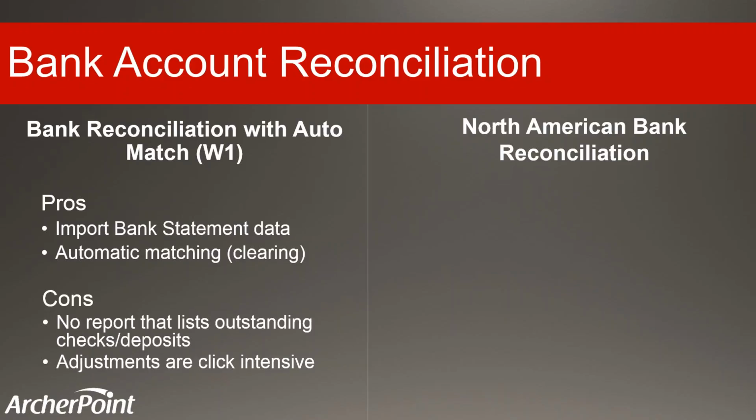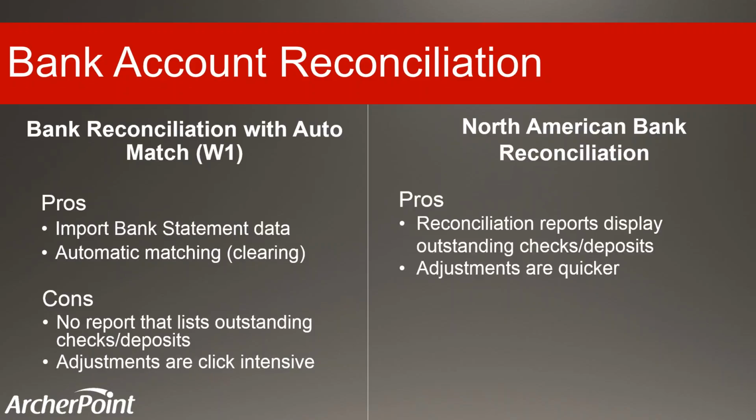All right. Now, if we think about the North American approach, something that we're more used to if you've been working in a North American database, the pros are we do have a report geared very specifically towards North American requirements that shows outstanding checks and deposits, right? And our adjustment process for those things that we have not yet posted to our bank ledger but are on our statement, it's much quicker and more flexible in the North American approach.